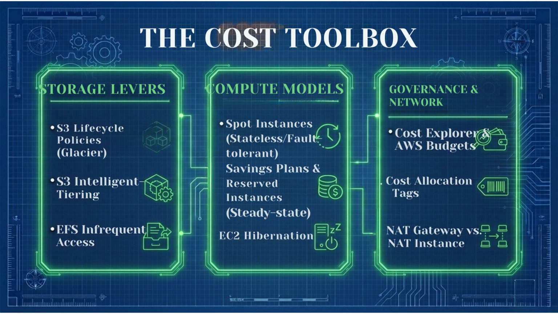Use S3 lifecycle policies and intelligent tiering to move data to cheaper tiers automatically. For compute, use spot instances for fault-tolerant apps, or savings plans for steady-state workloads to slash costs. Finally, keep watch with Cost Explorer and Budgets. Don't let NAT gateway fees or hidden data transfers ruin your architecture. Master the cost toolbox and ace your certification.